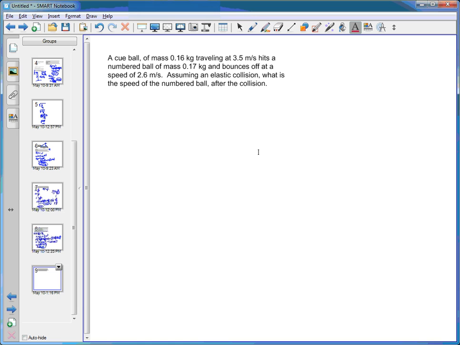So, let's write that out. E K, kinetic energy of the cue ball initially, plus the kinetic energy of the numbered ball initially, is equal to the kinetic energy of the cue ball final, plus the kinetic energy of the numbered ball final.